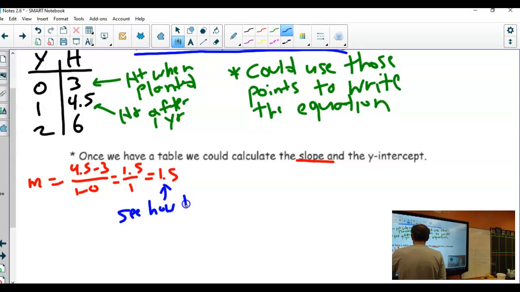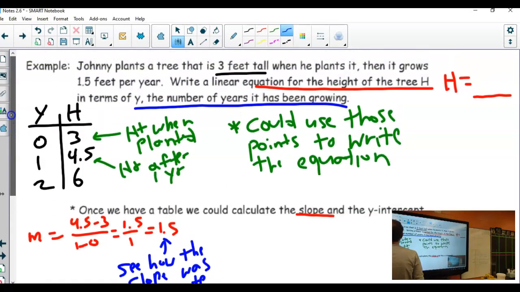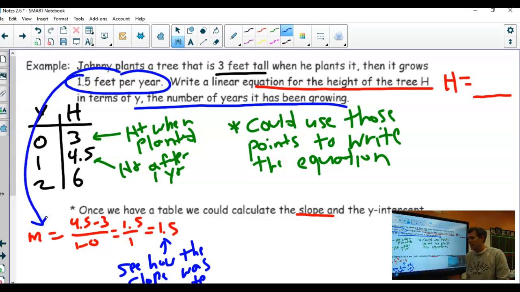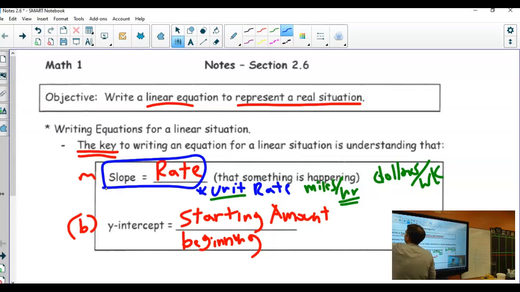Now look. See how the slope was the rate. All right, look back up here. 1.5 feet per year turned out to be the same as the slope, 1.5. And that's one of the things we hopefully have learned, is that the slope and the rate are the same thing in a problem.